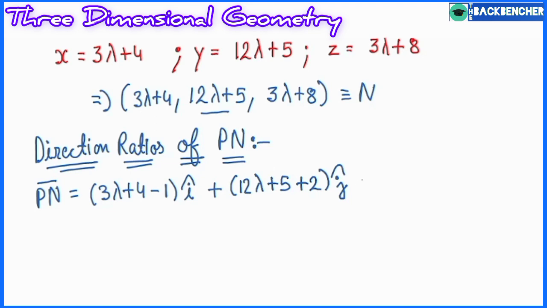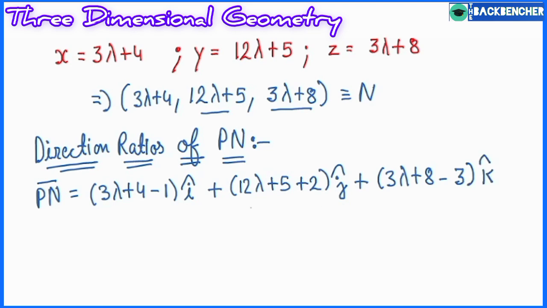After that we have to use the same process with the k cap also, that is the z coordinate, right? What is the z coordinate of our point N? That is 3 lambda plus 8. So 3 lambda plus 8 minus the z coordinate of point P, that is 3. So write 3 lambda plus 8 minus 3, and that is our k cap.